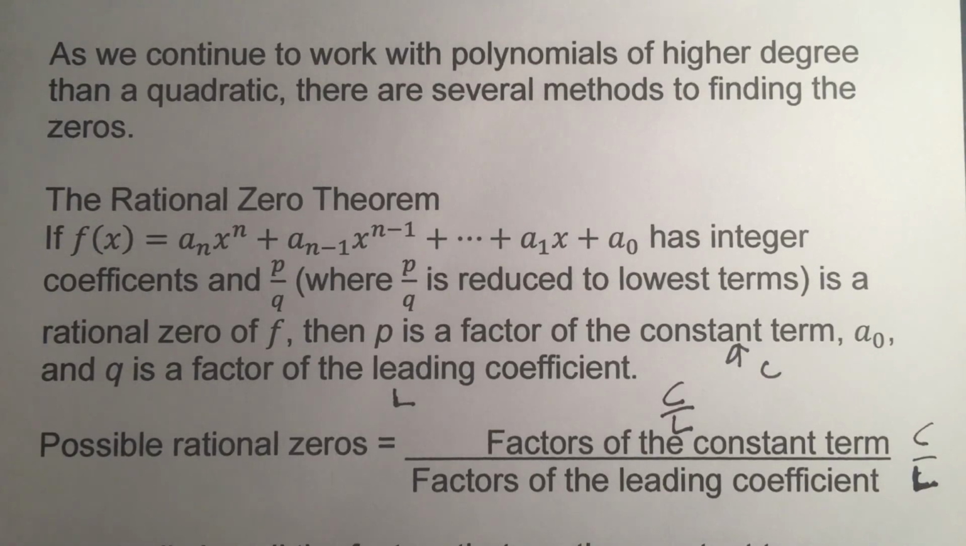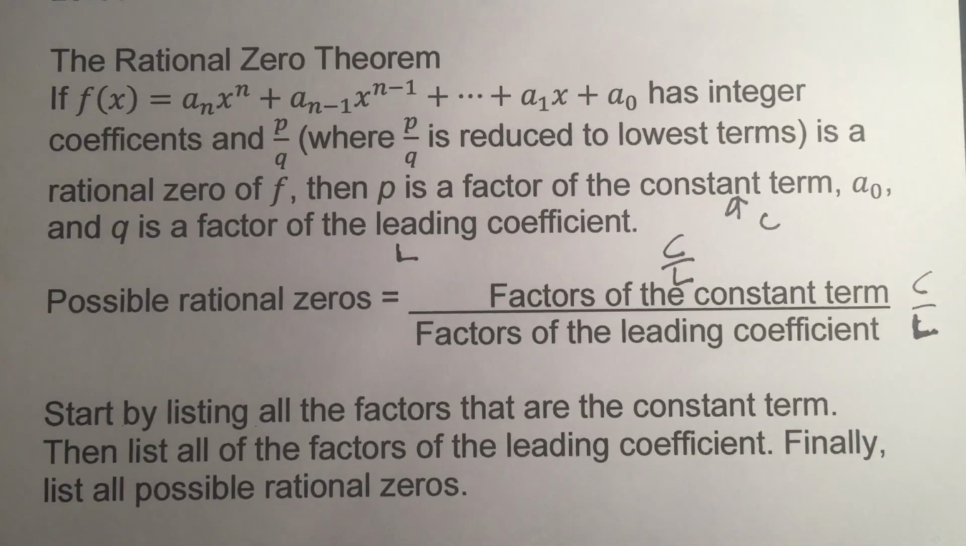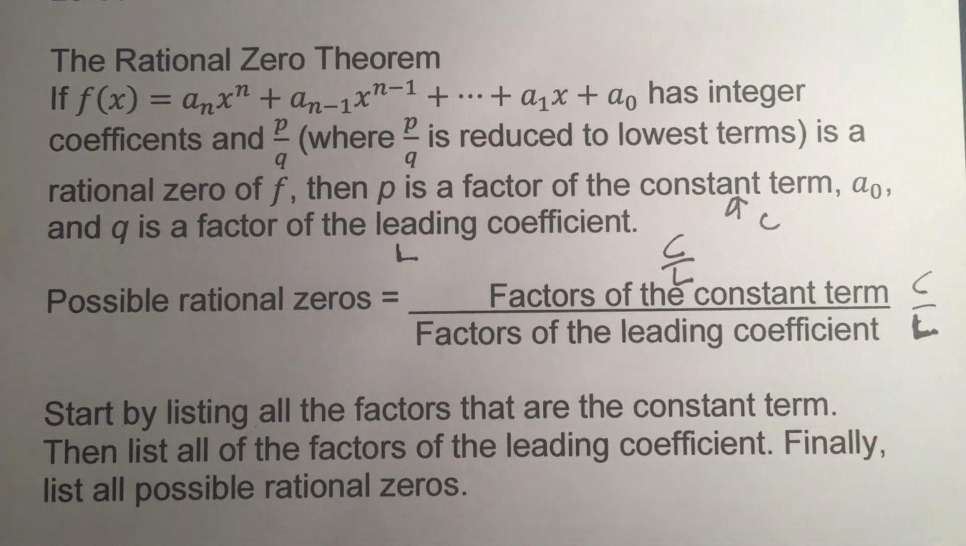So what we're going to do is start by listing all the factors of the constant term. Then we list all the factors of the leading coefficient, and then we make what's possible with these fractions.